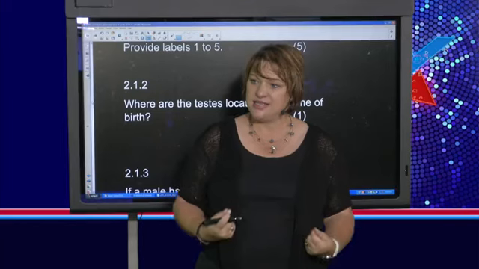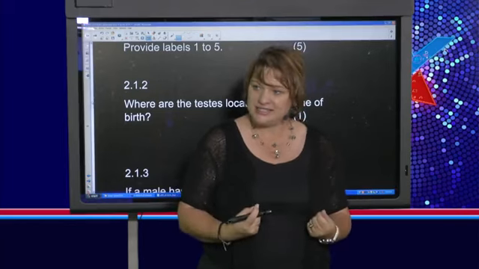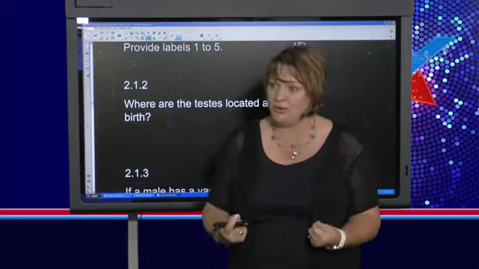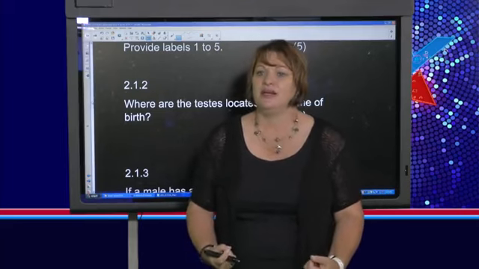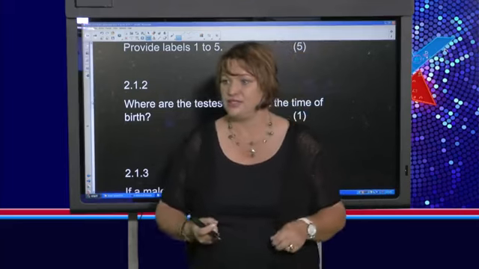Where are the testes located at the time of birth? I don't know. You know they're inside the body. Yes, they're inside the body. When a baby boy is born, the testes are inside the body, and when they get slightly older, the testes drop to outside.